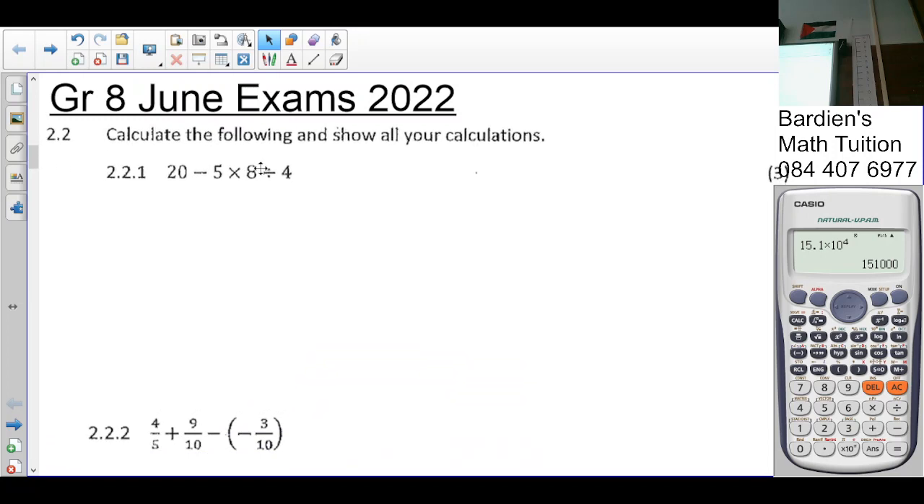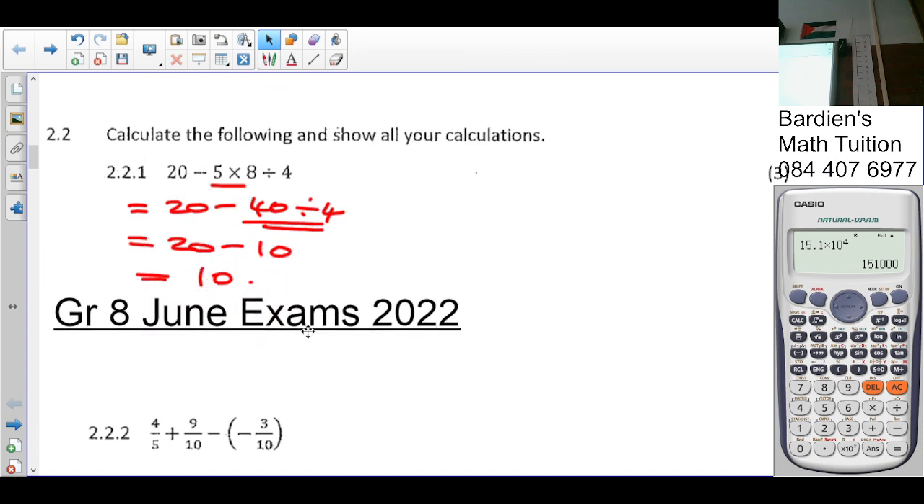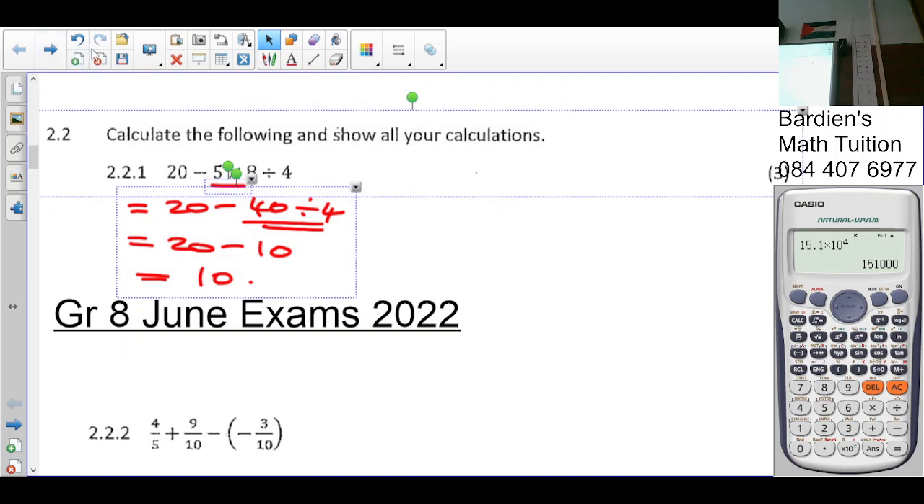The next one, calculate the following. I'm showing all your calculations here. According to BODMAS, that must be done first. So it's 20 minus 5 times 8 is 40 divided by 4. So that needs to be done first. So 20 minus 40 divided by 4 is 10. 20 minus 10 is 10. Okay, any confusion there? No?